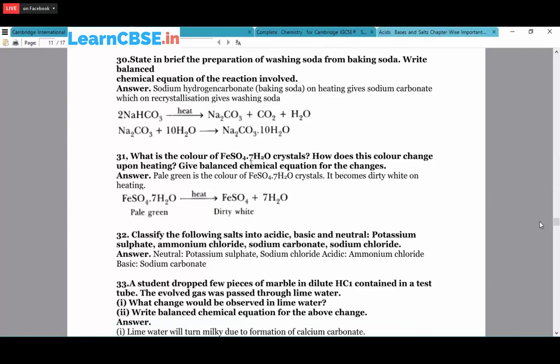What is the color of FeSO4.7H2O, ferrous sulfate crystals? How does this color change upon heating? Give the balanced chemical equation for the changes. So pale green is the color of the FeSO4.7H2O crystals. It becomes dirty white on heating. When we heat this, the 7H2O water molecules will be removed and we'll get FeSO4, which is dirty white. So it's a conversion from pale green to dirty white.